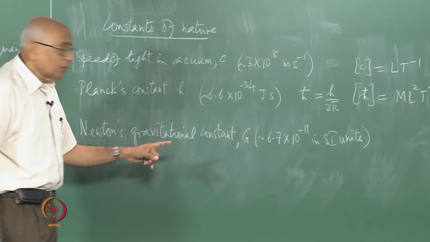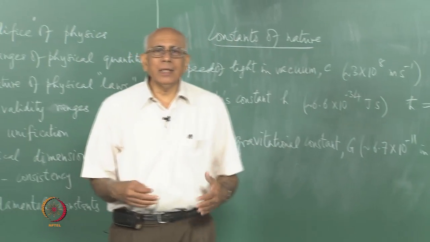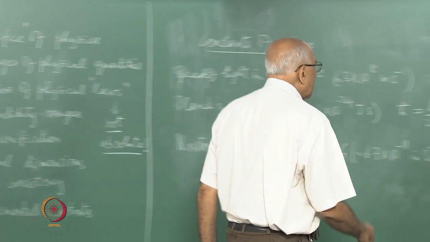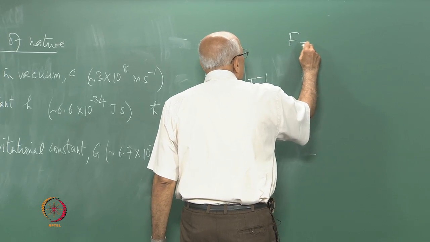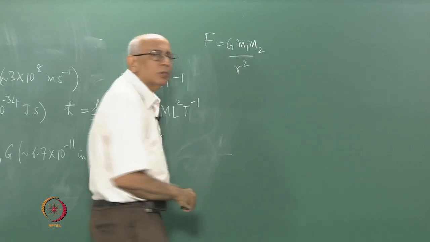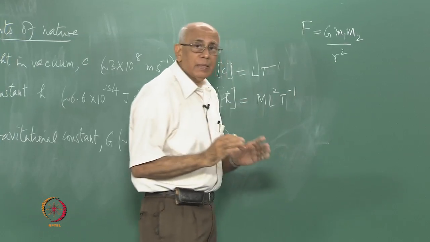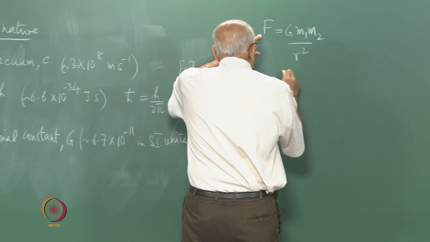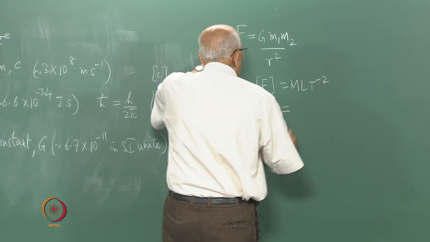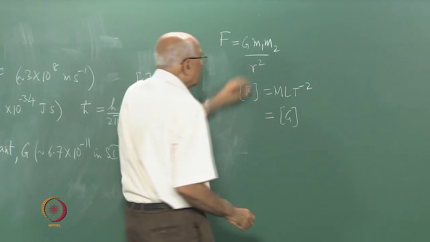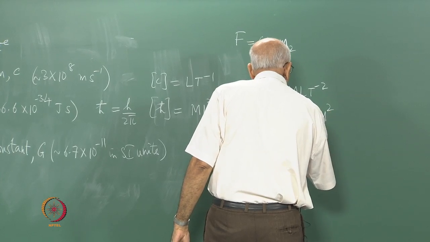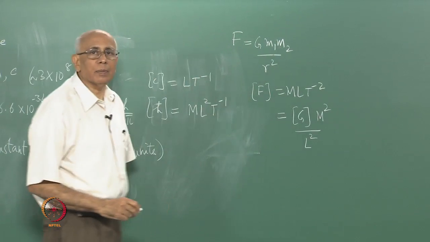To find what the physical dimensions of this G are, we need an equation in which it appears, and of course it appears in Newton's inverse square law of gravitation. The inverse square law tells us that the gravitational force between two objects is the product of the masses multiplied by G divided by the square of the distance between them. So this tells us immediately by dimensional consistency that the physical dimensions of force, which is m L t to the minus 2, must be equal to the physical dimensions of G multiplied by m1 m2, which is m squared, divided by L squared, because r has physical dimensions of L.